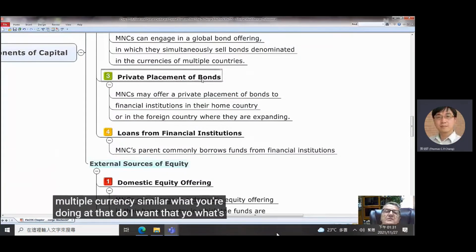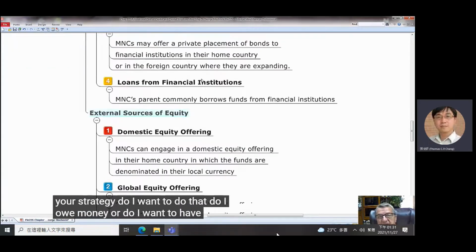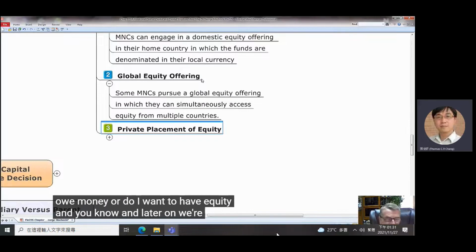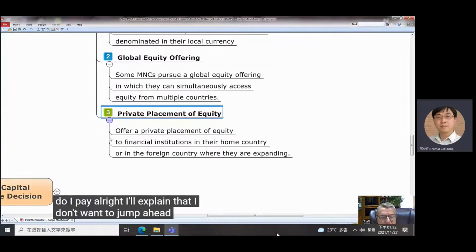Do I want that? What's your strategy? Do I want to do debt? Do I owe money? Or do I want to have equity? Later on we're going to discuss a comparison of which is better. The bottom line is, how much money do I get to keep? I'll explain that. I don't want to jump ahead.